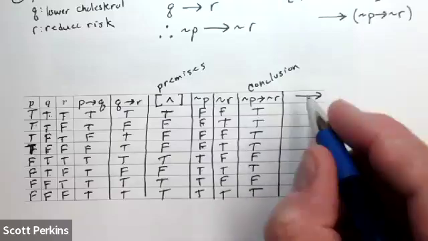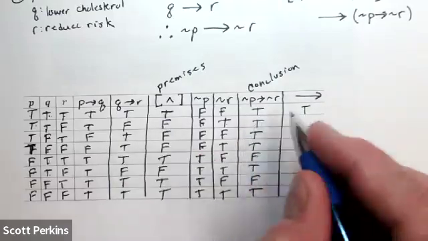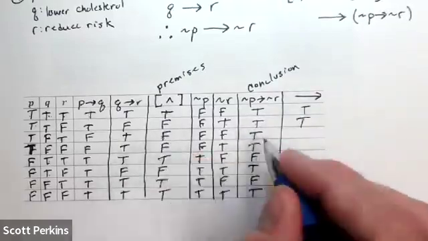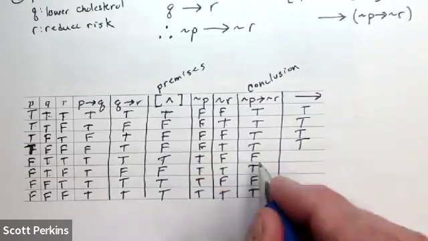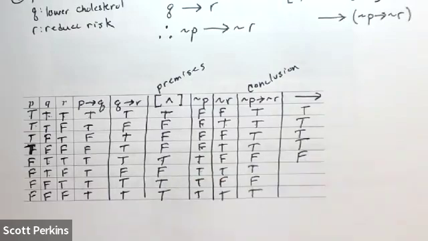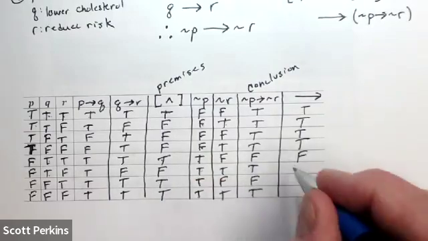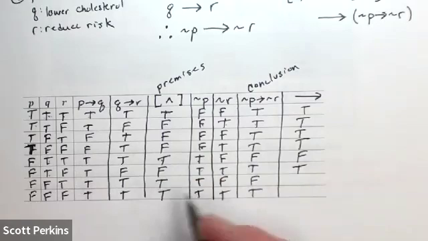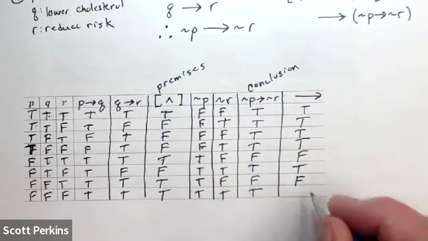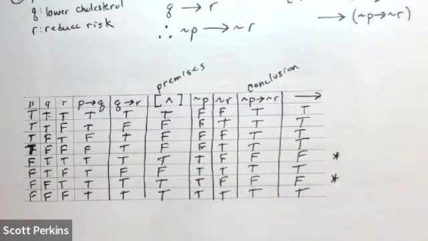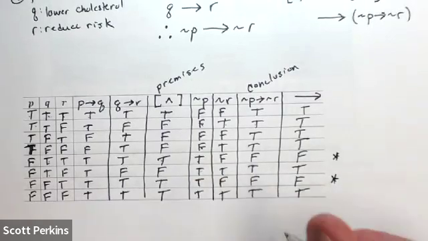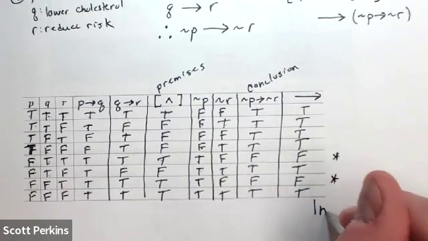True, then true is true. False, then true is true. False, then true is true. False, then true is true. True, then false. Uh-oh. Eyes on that. False, then true is true. I'm going to finish this off. True, then false is false. True, then true is true. So I'm just going to put a little asterisk, because of those two F's, what I can now say is that this argument is invalid.